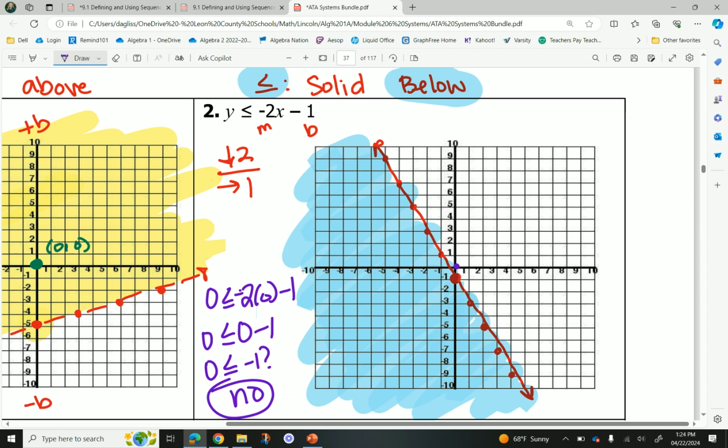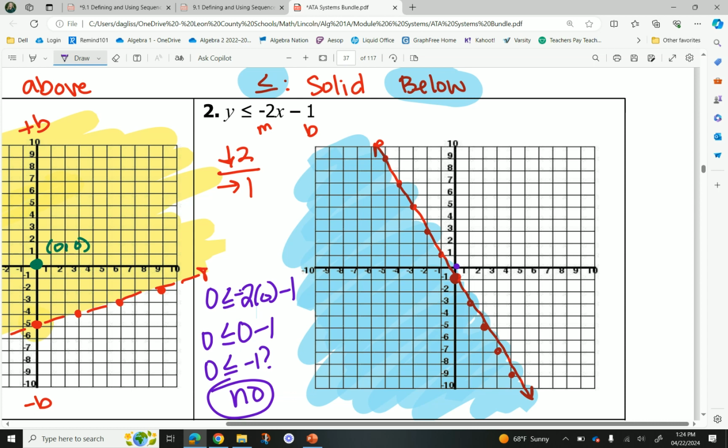How do we feel? So the shading is all the points that will make my equation true. So like if I were to take anything in the blue and plug it in like we did earlier, they would all be yeses. Yeah, they would all work. They would all be yeses. Yeah, what's up? Okay.